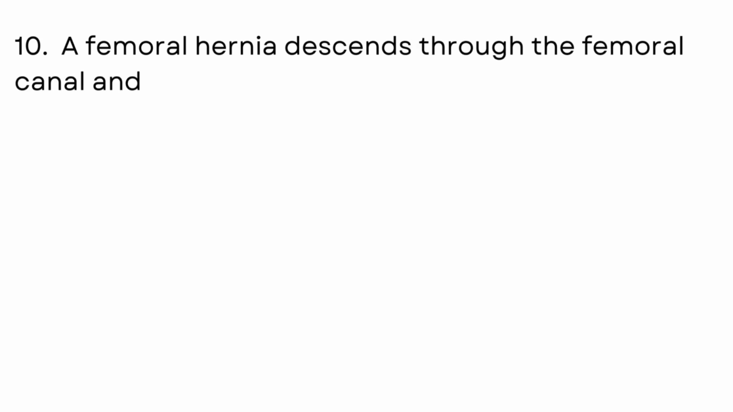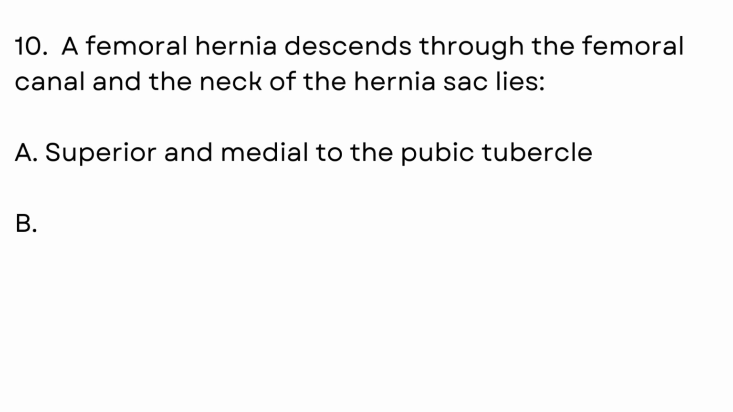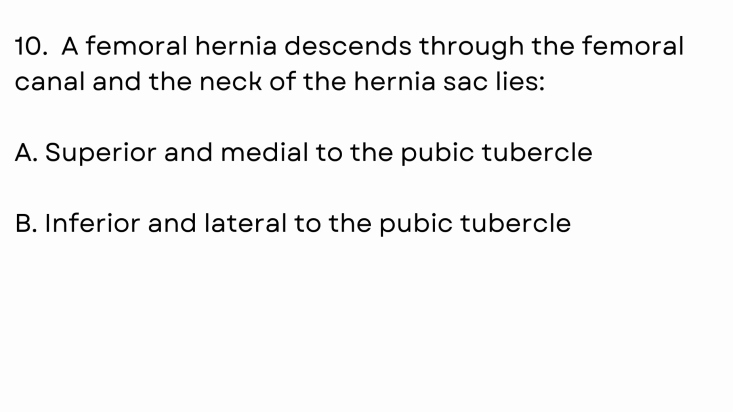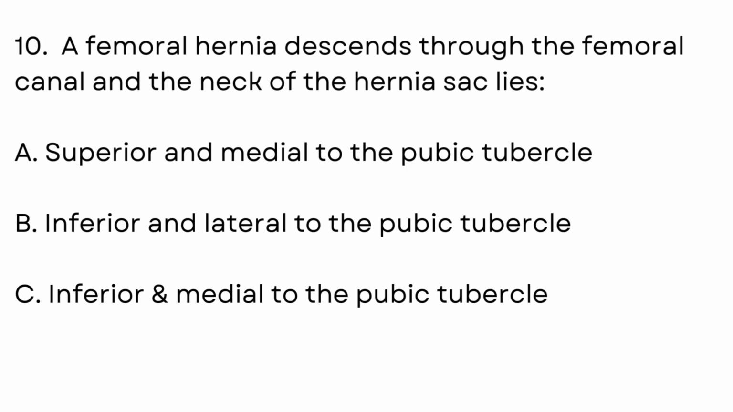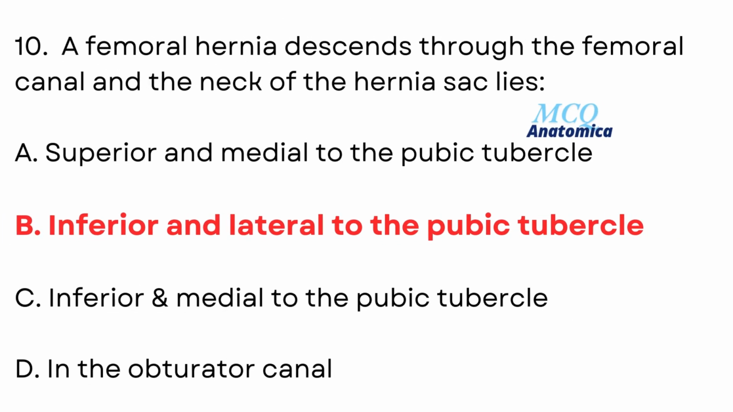10. A femoral hernia descends through the femoral canal and the neck of the hernia sac lies A. Superior and medial to the pubic tubercle. B. Inferior and lateral to the pubic tubercle. C. Inferior and medial to the pubic tubercle. D. In the obturator canal. The answer is B. Inferior and lateral to the pubic tubercle.